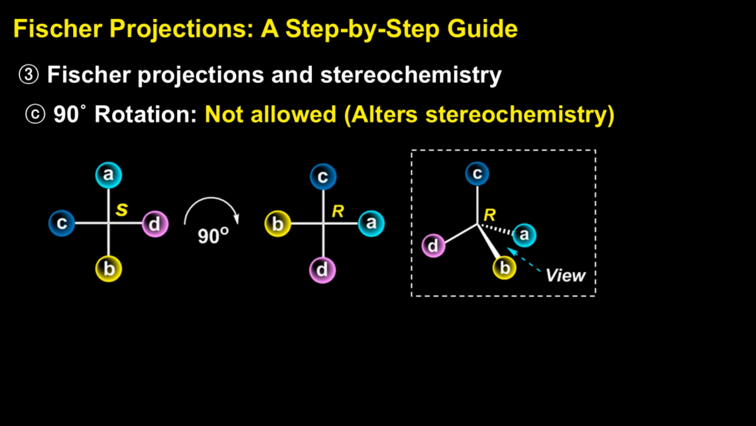Now, unlike a 180-degree rotation, a 90-degree rotation just doesn't work. It actually changes the molecule's stereochemistry. Here's why. After a 90-degree turn, the substituents end up in the wrong places, which means the RS configuration gets flipped. That's why a 90-degree rotation is considered invalid.